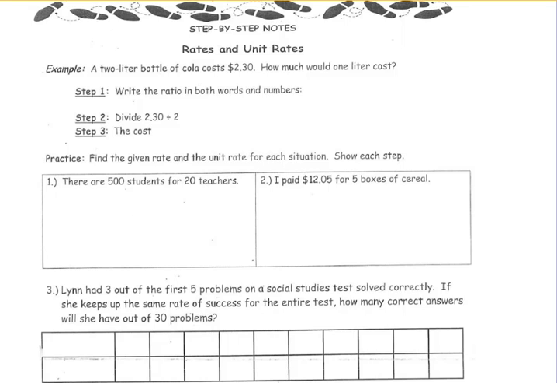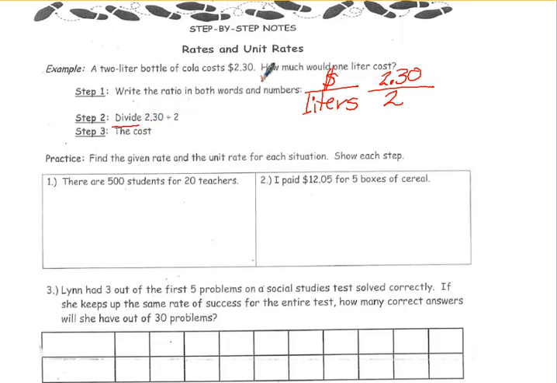Let's have another example. A 2-liter bottle of cola costs $2.30. How much would 1 liter cost? Step 1, write the ratio in both words and numbers. So we know we're comparing dollars and liters. Right now we know that we have $2.30 for 2 liters, and we're trying to figure out a unit rate, a rate for 1. So step 2 is to divide.